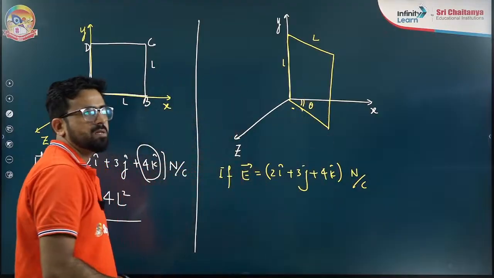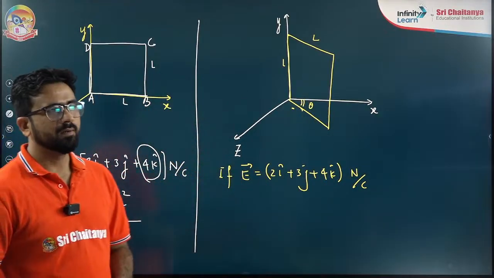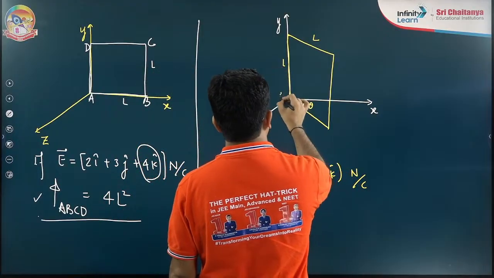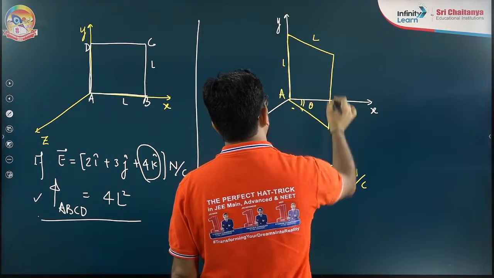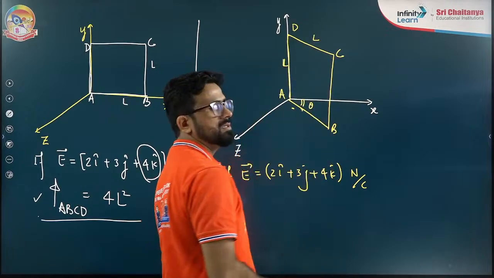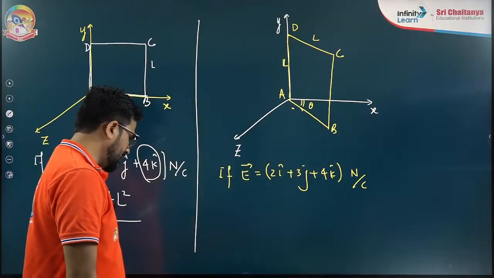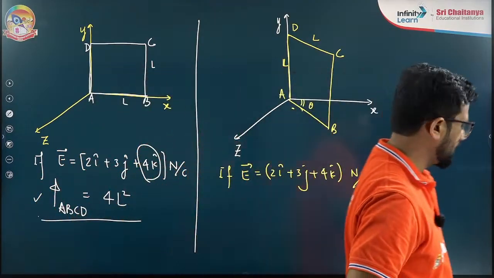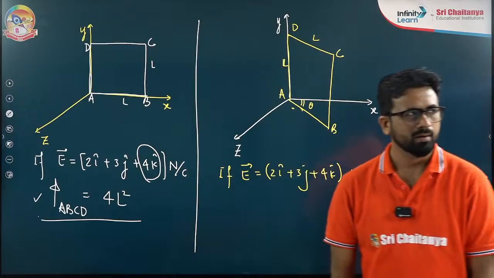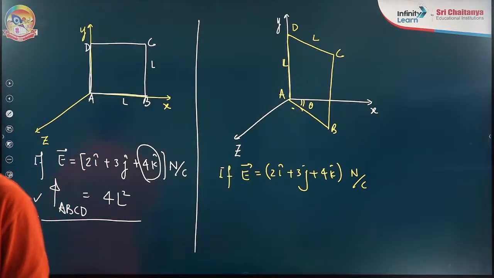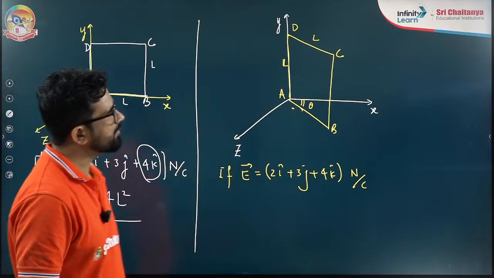Now the question remains the same. Calculate the flux associated with the plane, and I am writing again, this plane name is ABCD. Madhu, Vicky, beta, try to solve this question. This is one good question I have given to you. Try it.